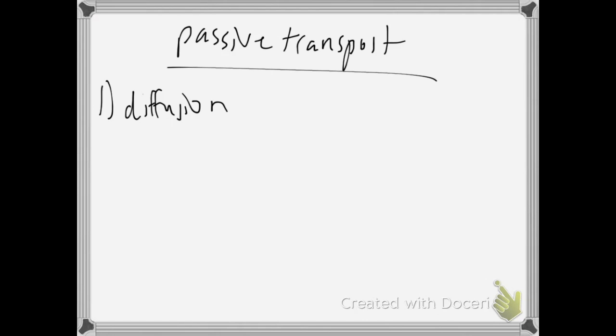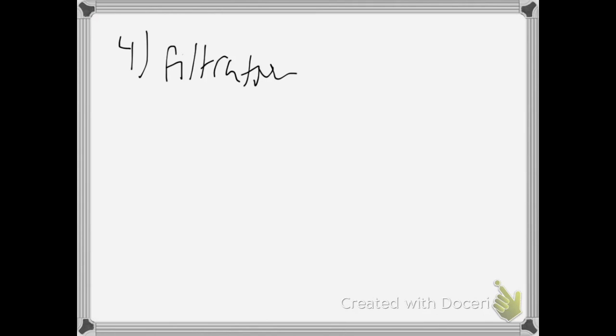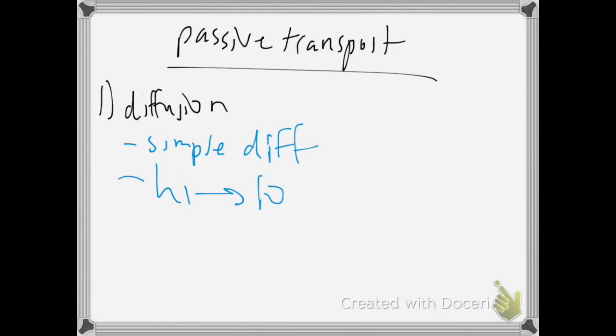All right, so these different types of passive transport. We have diffusion, we've got facilitated diffusion, we've got osmosis, and we've got filtration. Let's start with diffusion, and this is also called simple diffusion. So if this is a passive transport process, what kind of concentration gradient are we moving from? We're moving from a high to a low concentration gradient. I was giving you some time to quiz yourself there. So we have a high to low concentration gradient.